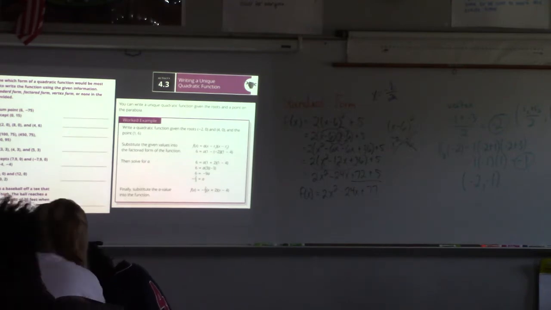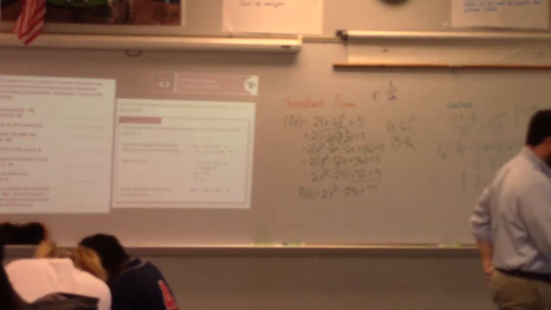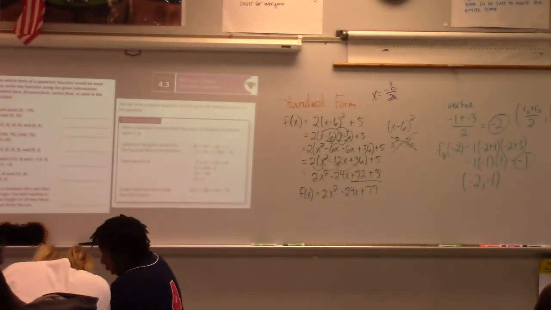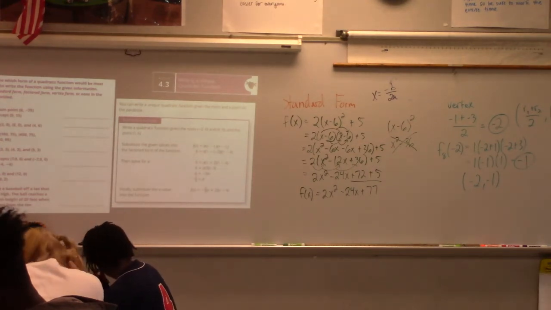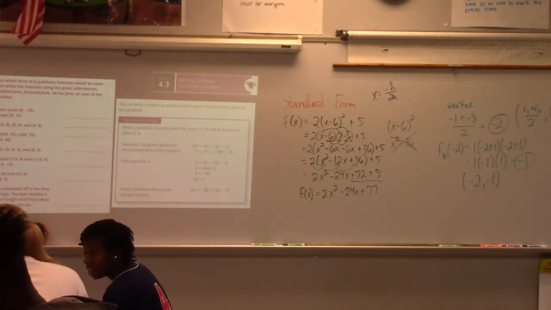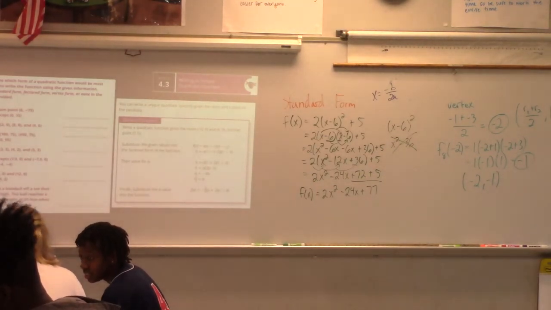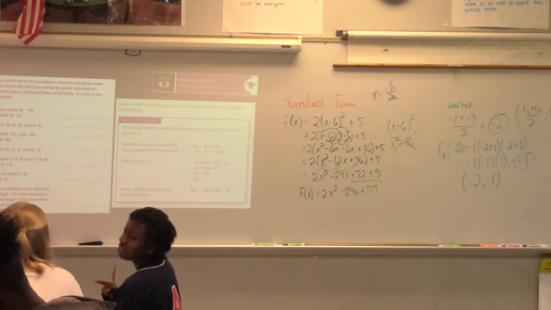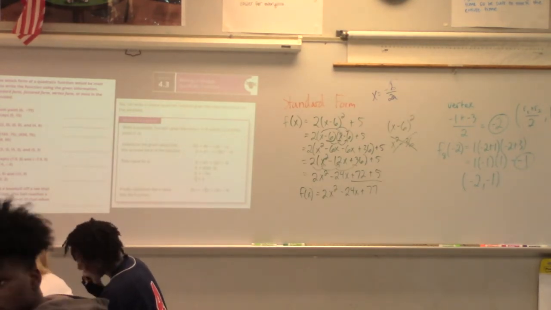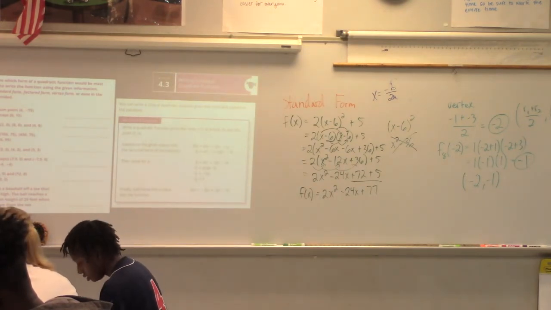What was the first one you said? 5. Okay. The minimum is the lowest. Well, yes, minimum is low, but you're missing the point of this question. What are you trying to figure out? Which form is right? If you have the minimum, what's another name for that point? The vertex, so which form?